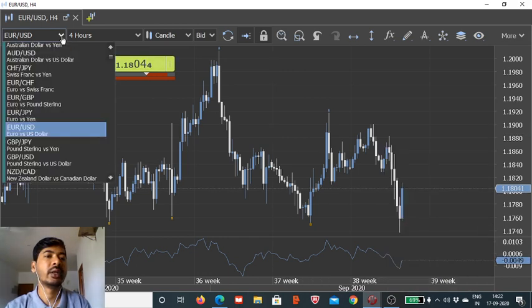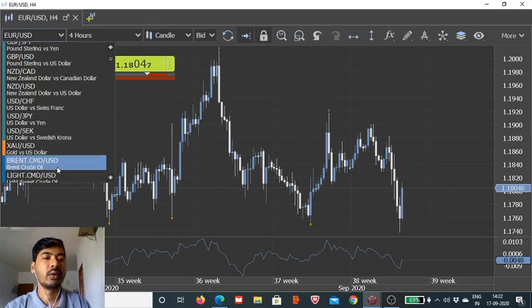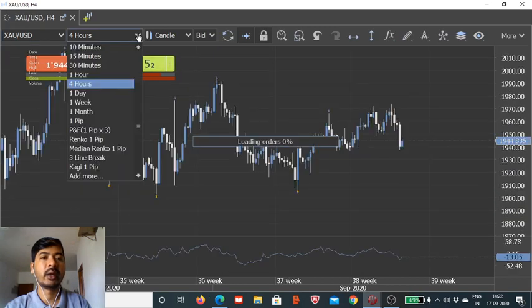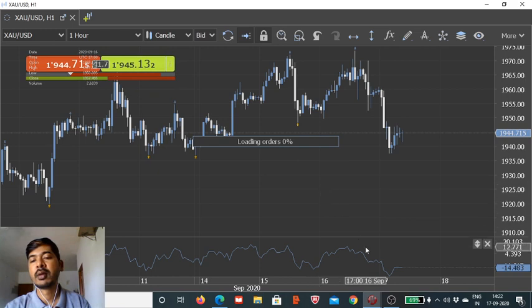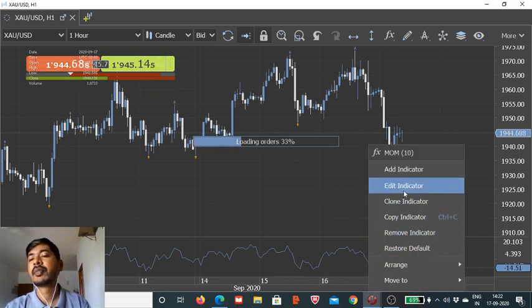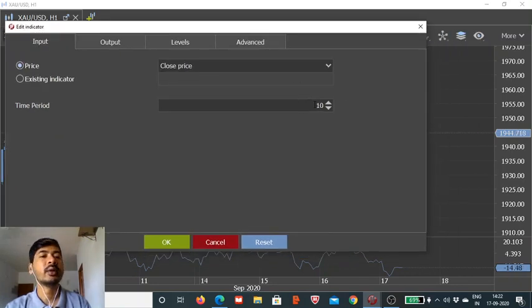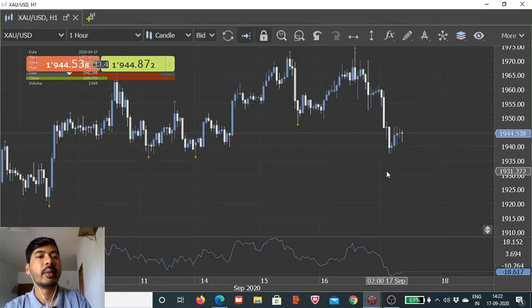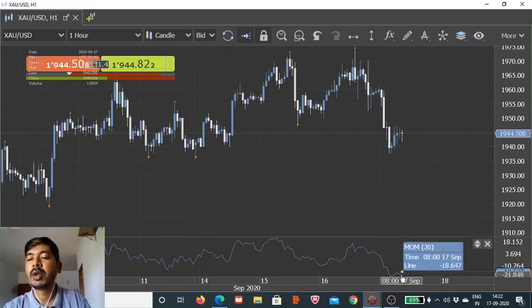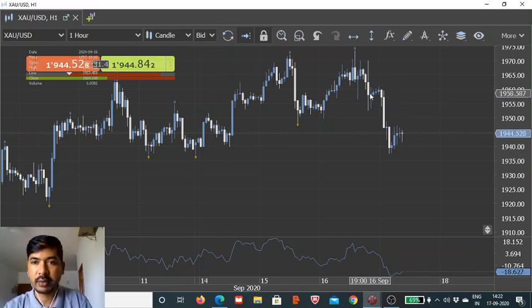So here we change this chart to the gold and make it hourly, and let us change this closing price. The price is closing price, and we are going to take the momentum indicator depending on the last 20 candlesticks. So here you have the price difference between the current candle and the candlestick 20 hours back. So here we are taking into account the difference existing between these two.